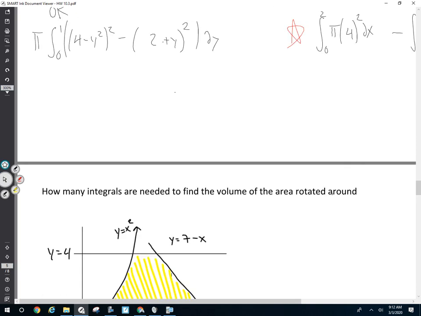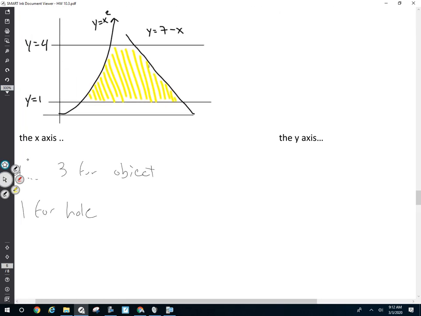Revolving this around the y-axis, how many do I need? I need 2, and actually only just 1. 2 or 1. 2, 1 for the object, which will be going to the 7 minus y, and 1 for the hole. And since you don't have different boundaries, you can combine these two. It's going to be from 1 to 4 for both. The hole will be going to the x equals root y equation.